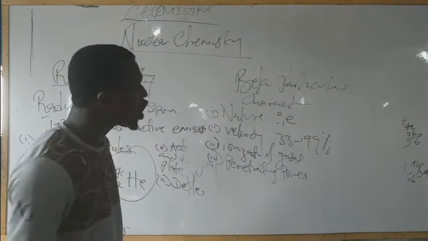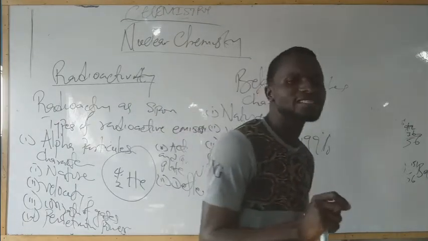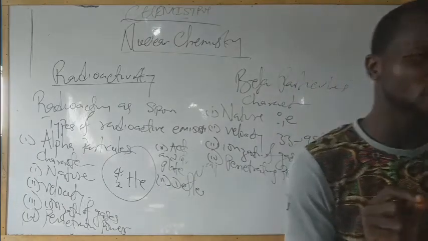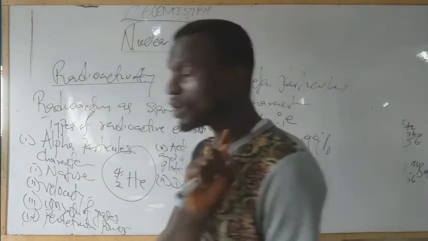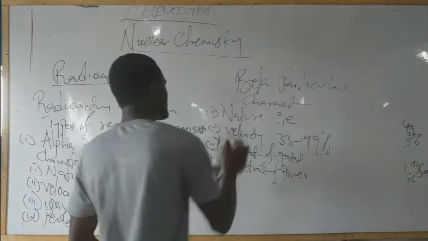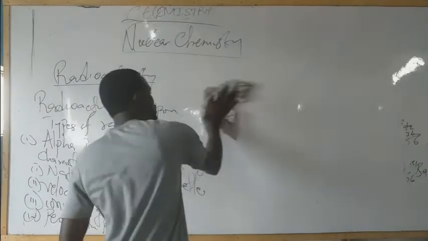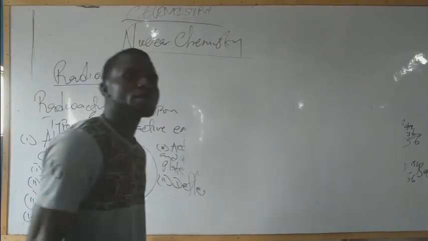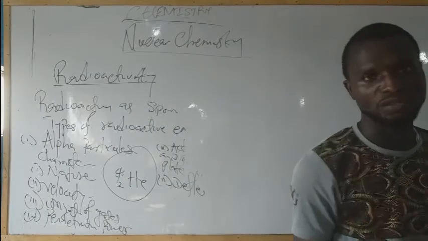Their action on zinc sulfide and photographic plate. Beta particles have negligible effect on zinc sulfide. However, they strongly affect photographic plates. Then we look at gamma rays. Number one, nature. Gamma ray is typically an electromagnetic radiation.